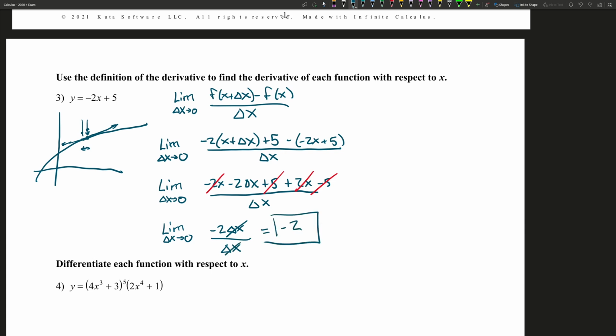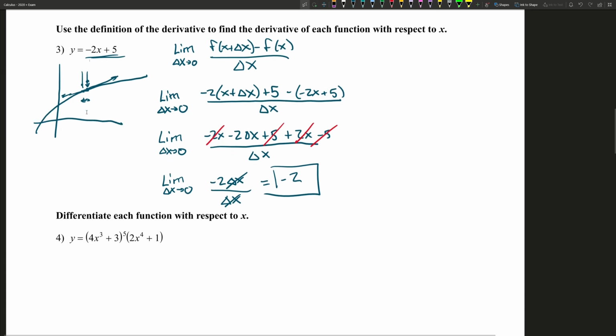So then that is the slope, that is the derivative based off of the definition of derivative. And that should make sense, right? If we just take the derivative of this as we normally would using the power rule, we would just get negative 2. Okay, so we can always check that.